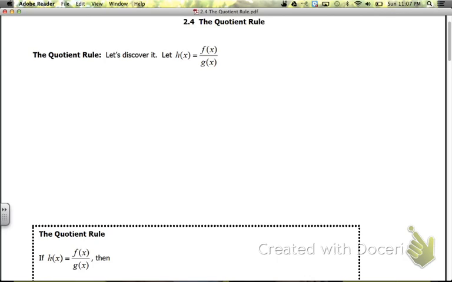So looking at our h of x equals f of x over g of x, I can rewrite this as f of x times g of x all to the power of negative 1. So if we want to take the derivative, h prime of x, we will get this. We're going to use our product rule to actually figure out what our quotient rule is.